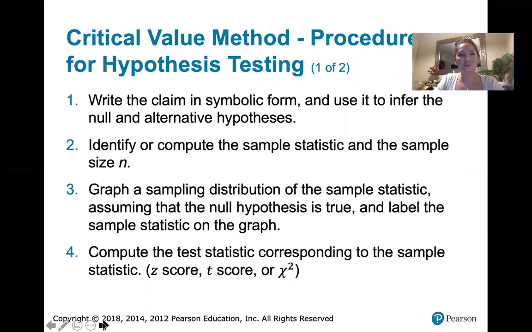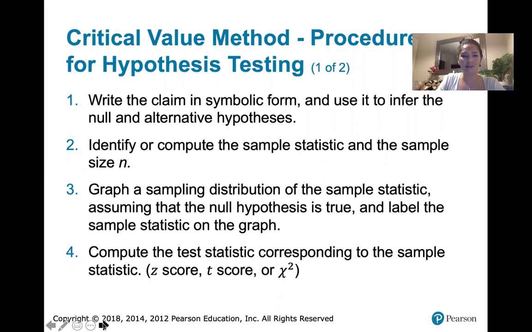We're going to start by writing the claim in symbolic form and then using that to infer the null and alternative hypotheses. Then we're going to either identify the sample statistic in the problem statement or compute it, and identify the sample size n. And then we want to graph a sampling distribution of that sample statistic, assuming that the null hypothesis is true. So that's going to give us the mean of that sampling distribution. And then we want to label the value of that sample statistic from our sample on that graph.